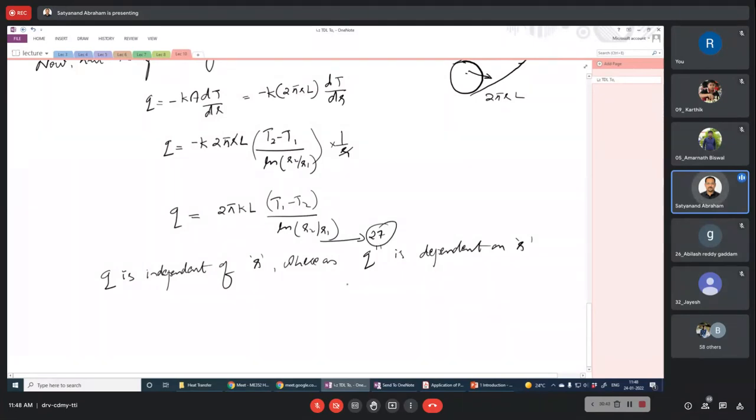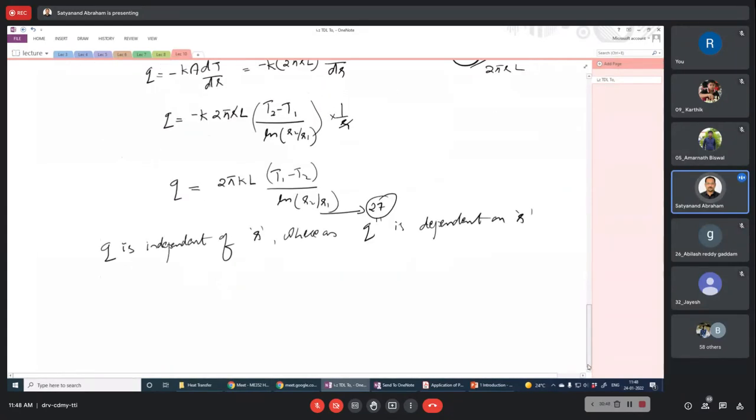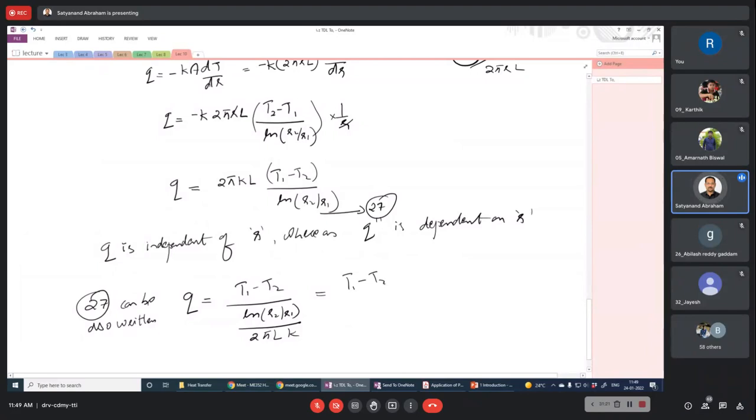Okay. Can we actually have further analysis on this? Anything similar we have actually seen for the Cartesian system? Equation 27 can also be written as Q is equal to T1 minus T2 divided by ln R2 by R1 divided by 2 pi Lk. Why have we written it this way? Because it is similar to T1 minus T2 divided by R.